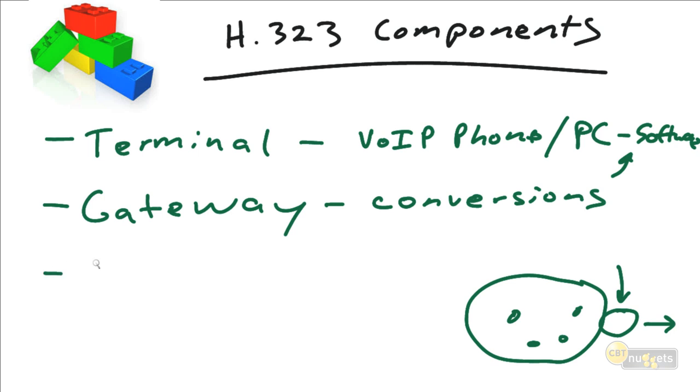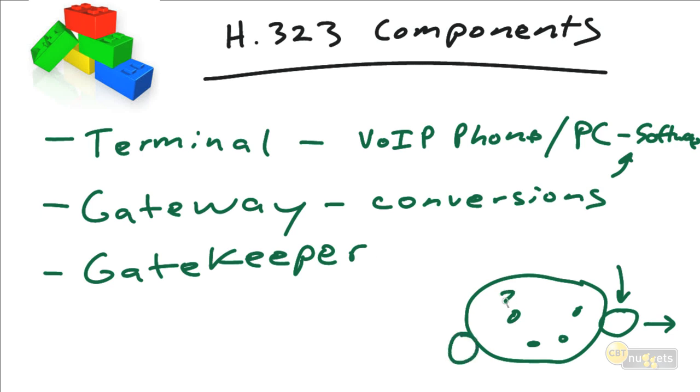Now, these standards makers also identified a gatekeeper component. What the gatekeeper does is it routes calls inside the domain. In fact, the domain is called the zone in gatekeeper terminology. So a call comes in, a gatekeeper would say, okay, I know where to send that call. Something else that the gatekeeper would do would enforce quality of service requirements for the particular call. So yet another component, the gatekeeper.